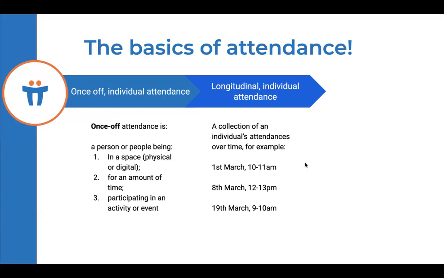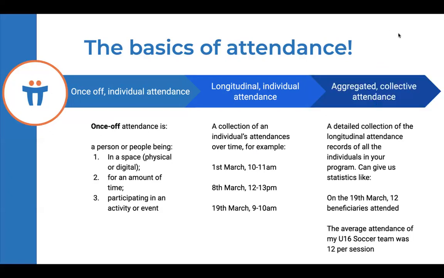And then overall, we have our aggregated attendance, which is aggregated collective attendance, which is a detailed collection of the longitudinal attendance records of all the individuals in your program. And this gives us very important M&E stats. For example, on the 19th of March, 12 beneficiaries attended, or the average attendance of my under 16 soccer team was 12 per session.